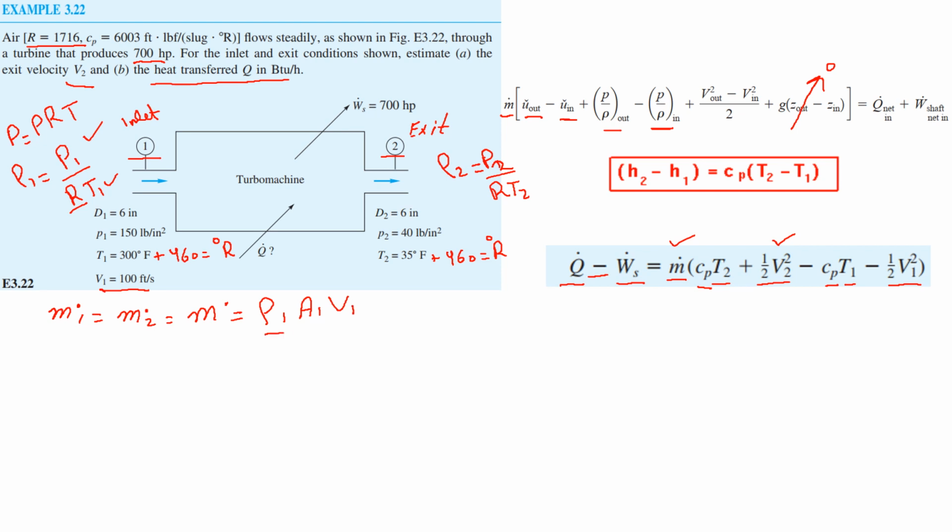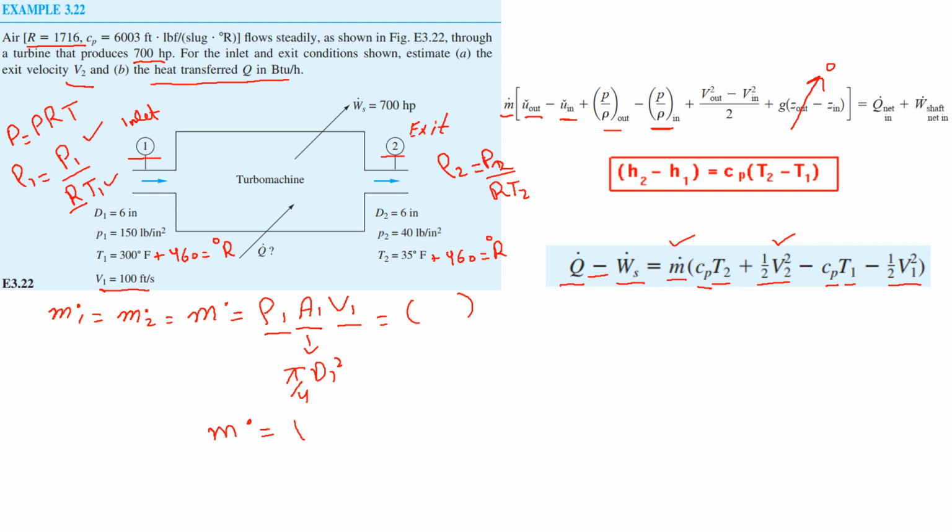We know the density, we will find the density at section 1 of the air, and area A1 can be found out because diameter is given and velocity V1 is also given. So our area will be in terms of pi by 4 d1 square. So from here we can find our m dot. So by using the same m dot, we can find our velocity at section 2.